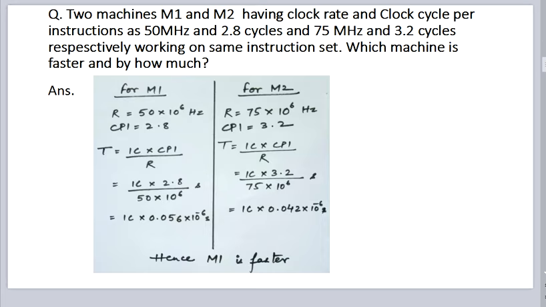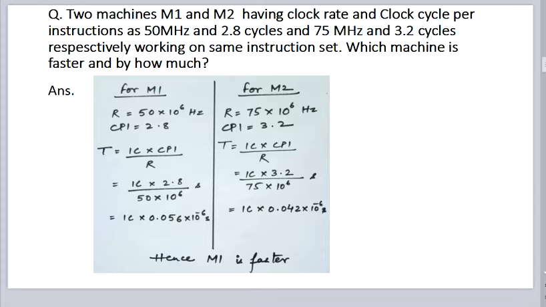Now we have a question. Two machines M1 and M2 have clock rate and clock cycles per instruction as 50 MHz and 2.8 cycles, and 75 MHz and 3.2 cycles respectively, working on the same instruction set. Which machine is faster and by how much?